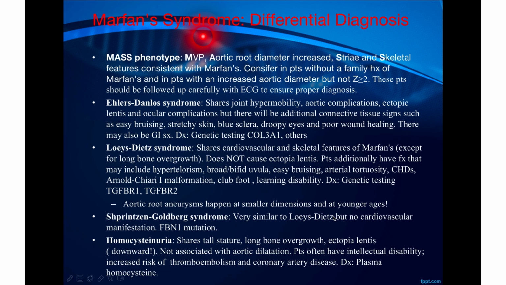Next, differential diagnosis. Marfan's syndrome has a lot of similarities to some other pathologies, and to some other syndromes as well. So first, we're going to look at the first one, which is the MASS phenotype. MASS stands for mitral valve prolapse, M. A stands for aortic root diameter increased. Striae and skeletal features consistent with Marfan's.